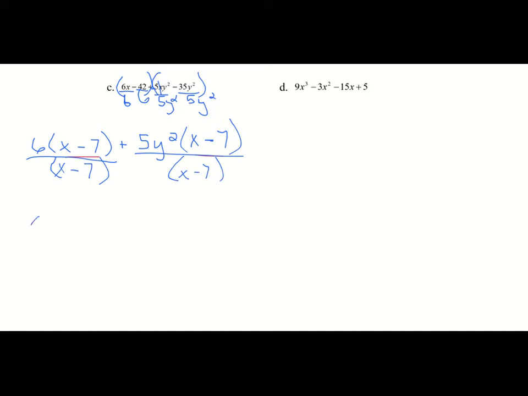And my final answer then will be x minus 7, because you don't want to throw away the GCF, you got to write it out there, times 6 plus, which came from here, 5y squared.